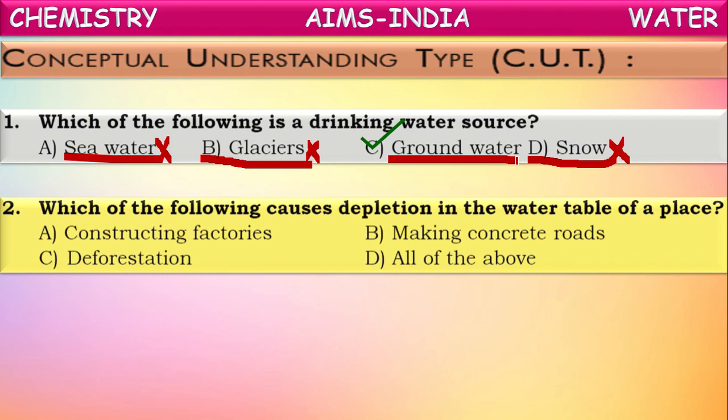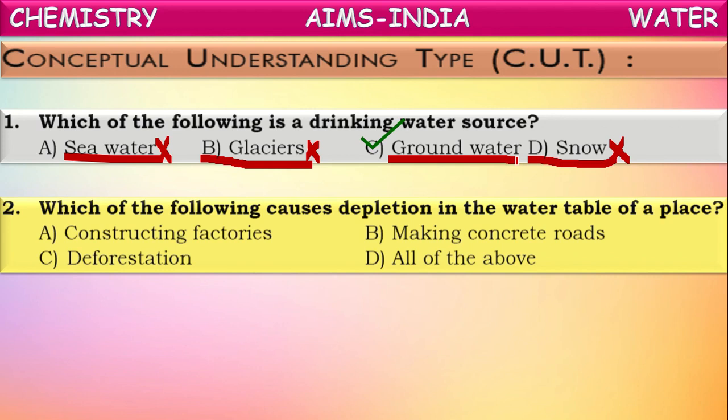So why is it being depleted nowadays? What causes the depletion of this water table? See, here some activities are shown. The first one is constructing factories, making concrete roads, and deforestation. All this will cause depletion in the water table, because with deforestation, rainwater cannot be stopped at a particular place. It will flow off.